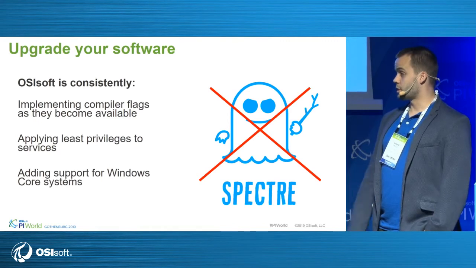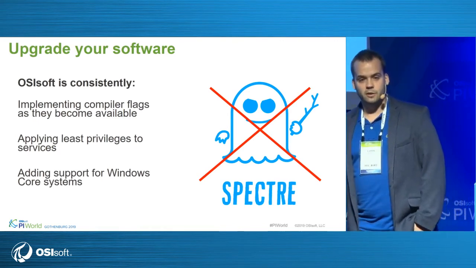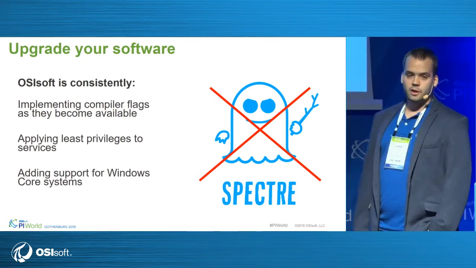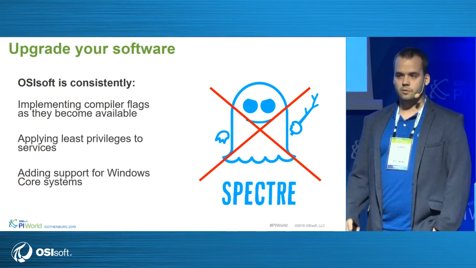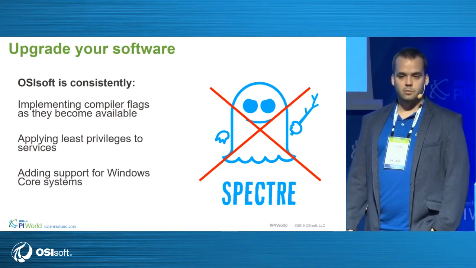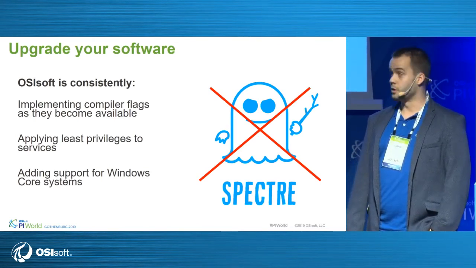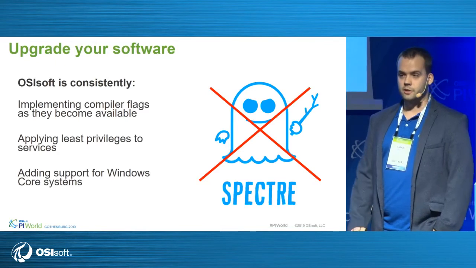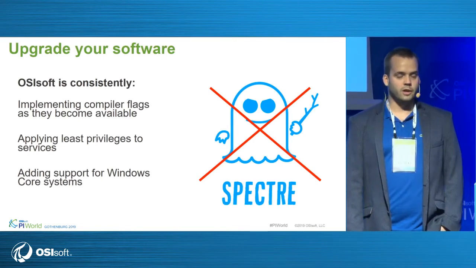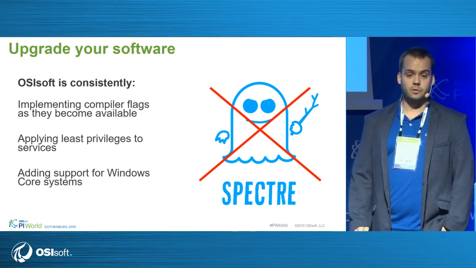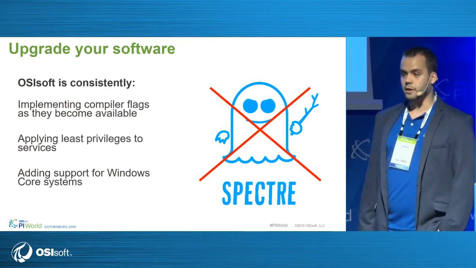So at OSIsoft, what we are striving to do is we add compiler flags when we are building our software as they become available. An example for that could be the Spectre issue that Intel CPUs had a few months ago, maybe a year ago. Then we had a compiler flag added by Microsoft that actually fixes the issue, and we built this into our products. Second, we continue to apply least privilege to our services. So fewer of our services are now running under Local System, and we switch over to more secure built-in service accounts. And lastly, we've also added some support for Windows Core. So please keep up to date with your software.